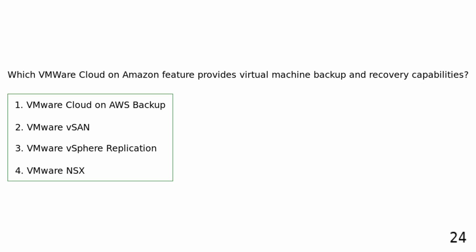Which VMware Cloud on Amazon feature provides virtual machine backup and recovery capabilities? VMware Cloud on AWS Backup. VMware vSAN. VMware vSphere Replication. VMware NSX.